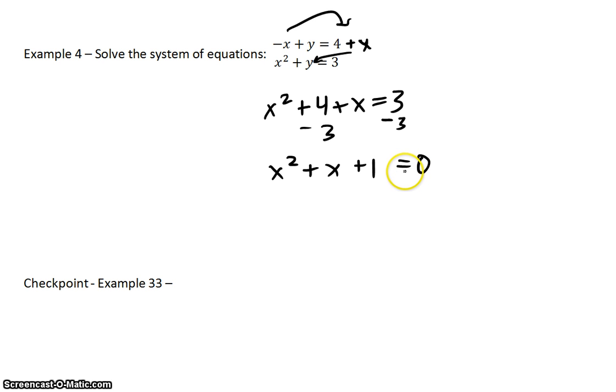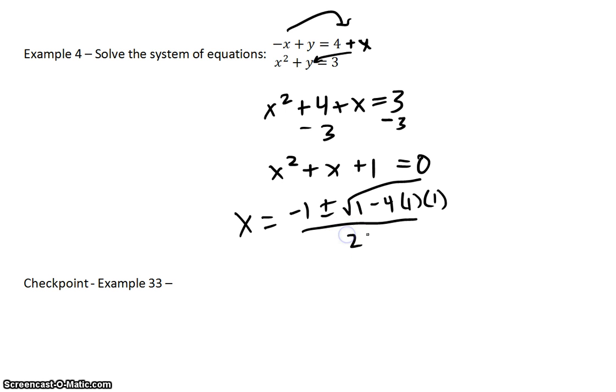Now, this is not factorable anymore because you can't multiply something to get 1 and add to get 1. So you're going to have to use the quadratic formula. So I get x equals negative 1 plus or minus the square root of b squared, which is 1, minus 4 times 1 times 1, all over 2 times a. So I get negative 1 plus or minus the square root of 1 minus 4, or negative 3, over 2. So you might get to this point and say, well, that's the square root of 3i.